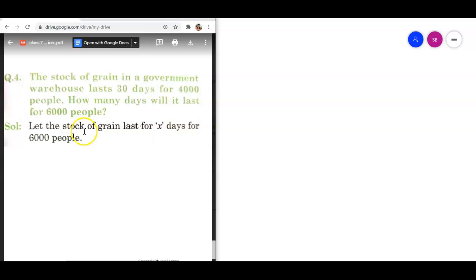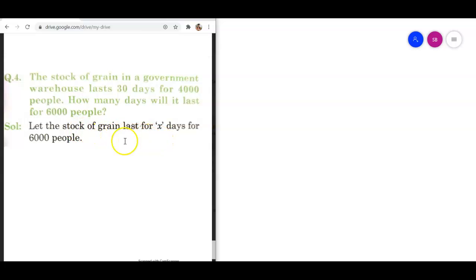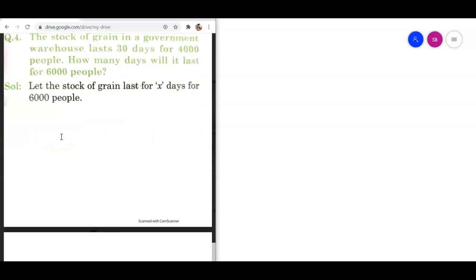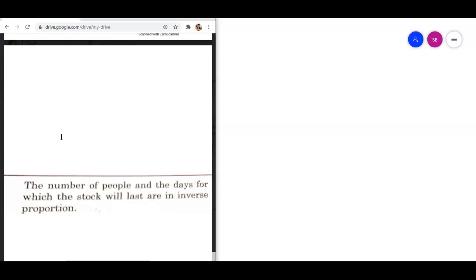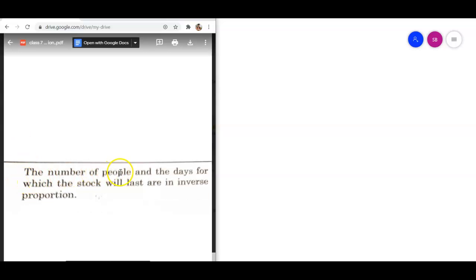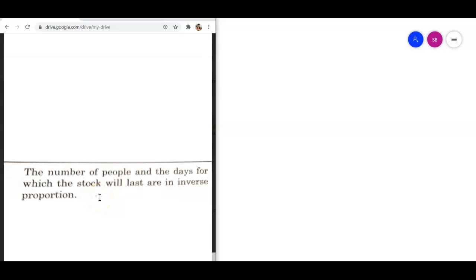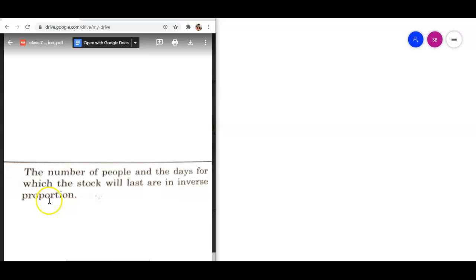So let us start. Let the stock of grain last for X days for 6,000 people. Now we have to find out the number of days, right? And the next sentence will be: the number of people and the days for which the stock will last are in inverse proportion. This is again very important.